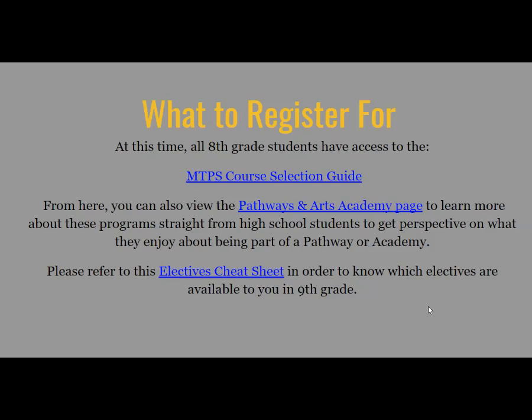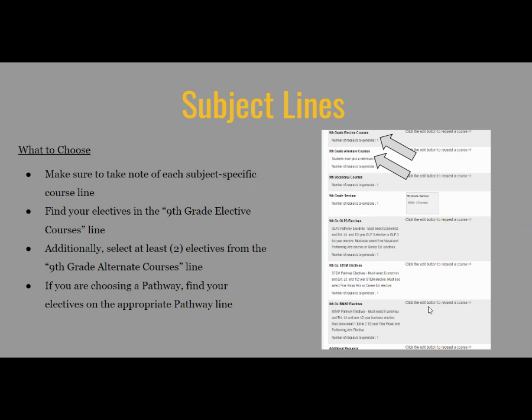Also found here on this slide is the ninth grade electives cheat sheet. When you log in to submit your request, every elective offered in the high school will be in the selection bank on the class registration tab. You must choose electives from this cheat sheet, as many of the electives in high school are for grades 10 through 12. Make sure you are on the correct subject line when completing or looking into your requests.